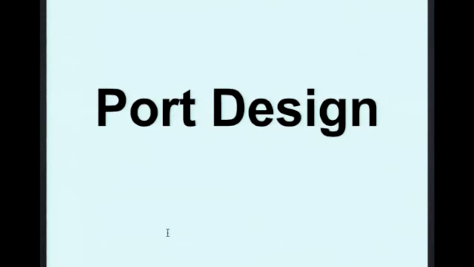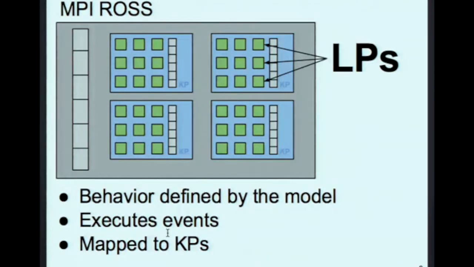So I'll briefly talk about the design of the original ROSS and what had to change in moving to Charm++. In the MPI version of ROSS, there are three key entities that manage the simulation: your LPs, your KPs, and your PEs. LPs are what we expect from a PDES simulation. They have their behavior defined by the model writer. They execute events in timestamp order.